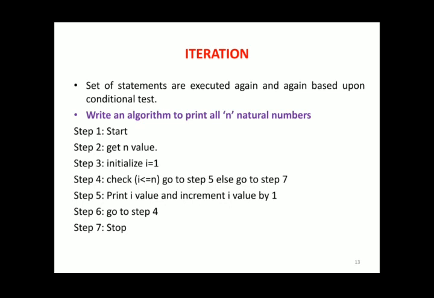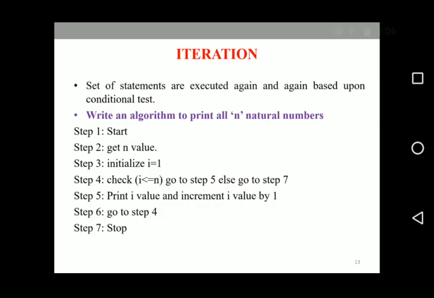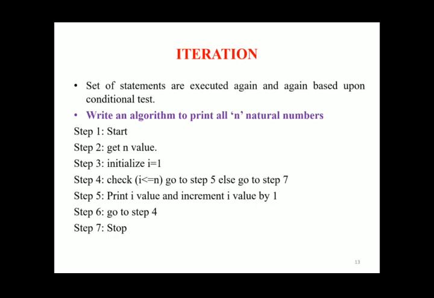Iteration is a set of statements that are executed again and again based on a given condition. Actually, iteration is used to reduce the execution of the same process many times. Now let us see an example to write an algorithm to print n natural numbers based on the iteration concept. Step 1 begins with the word start. In step 2, we need to give an input value. According to the question, we need to print all n natural numbers.